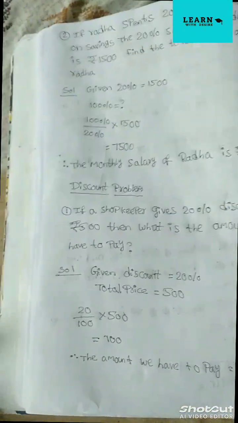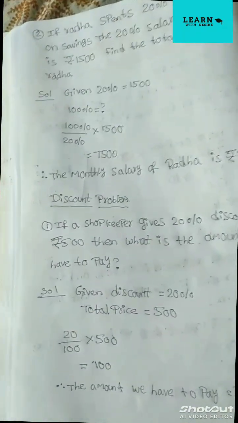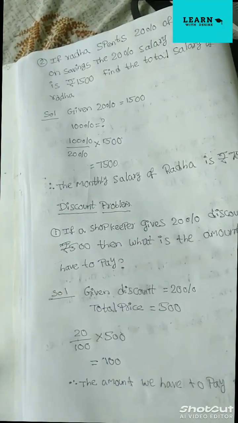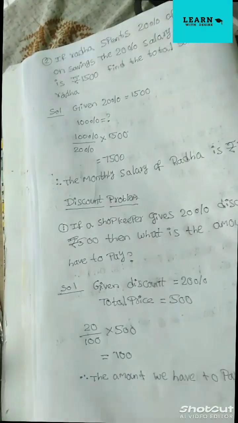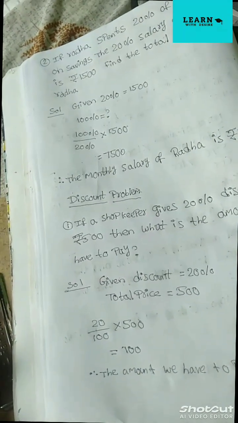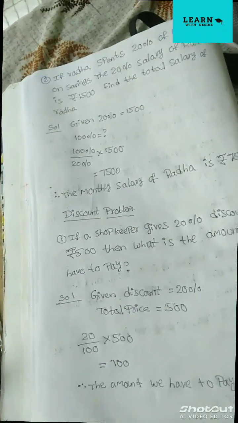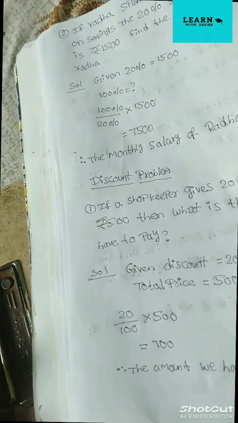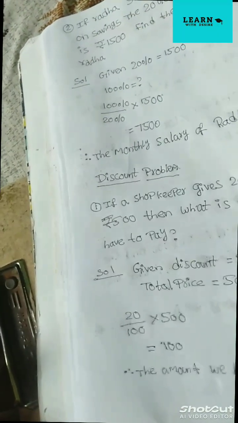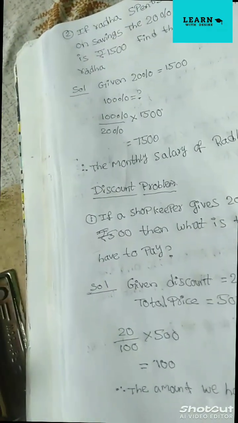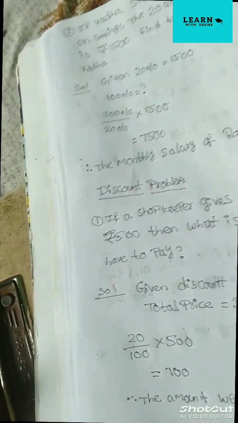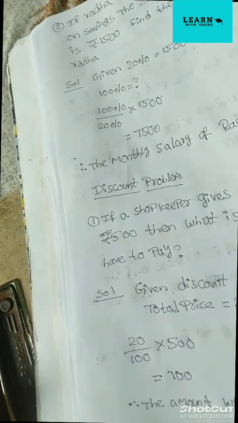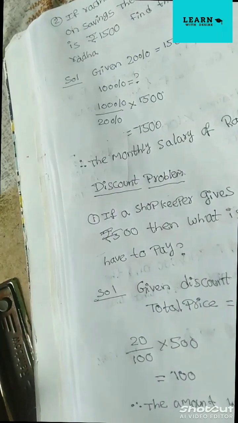Now let us see another question. Here the question is, if Radha spends 20% of her monthly salary on saving, the 20% salary of Radha is rupees 1,500. Find the total salary of Radha per month. Here we have to find the total salary of a person. They gave 20% of her salary as 1,500. Now we have to calculate the total amount of her salary.